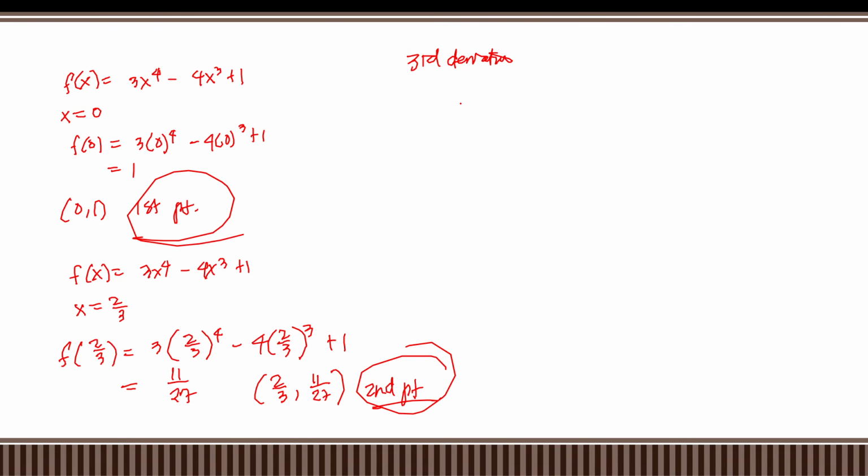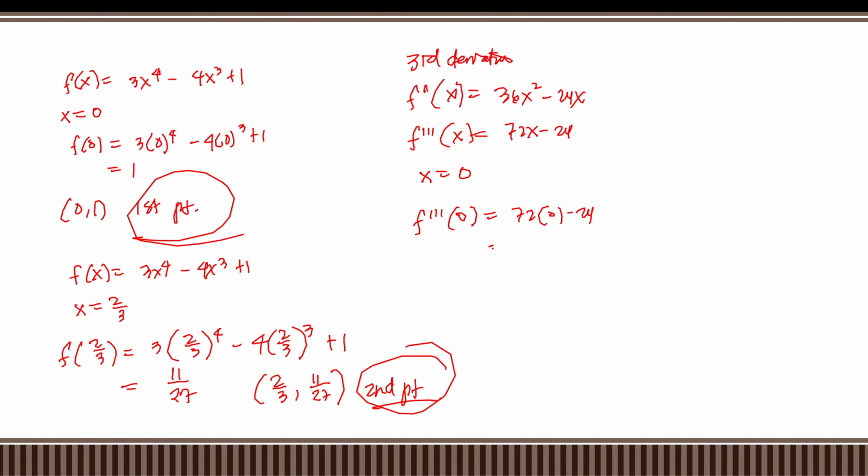So using the third derivative test, from the second derivative of x equal to 36x squared minus 24x, the third derivative of x is equal to 72x minus 24. So now we substitute the value x equal to 0. The third derivative at 0 is equal to 72 times 0 minus 24, which is negative 24. So this is not equal to 0.